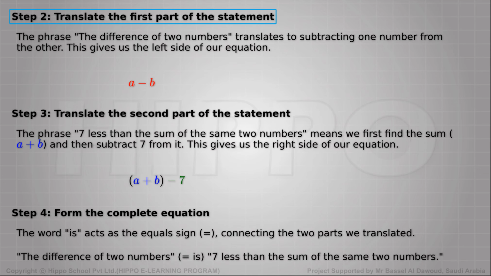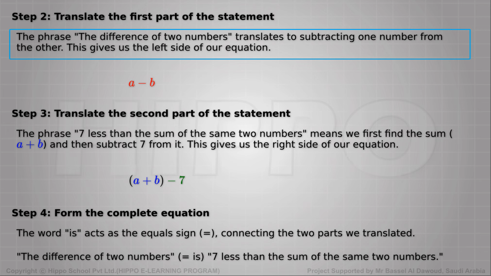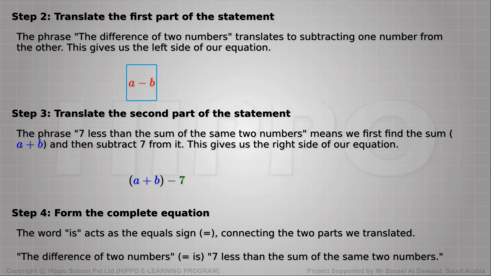The difference of two numbers. In math, the word difference always means subtraction. So the difference between our two numbers, A and B, is simply A minus B. This expression, A minus B, will form one side of our equation.